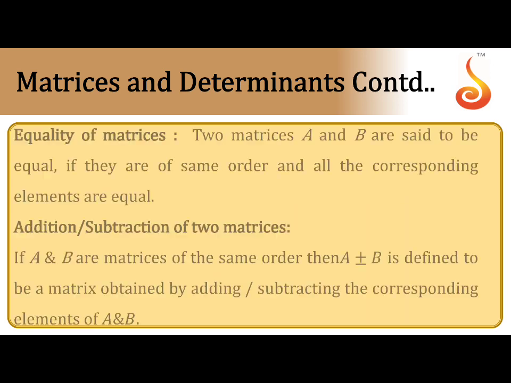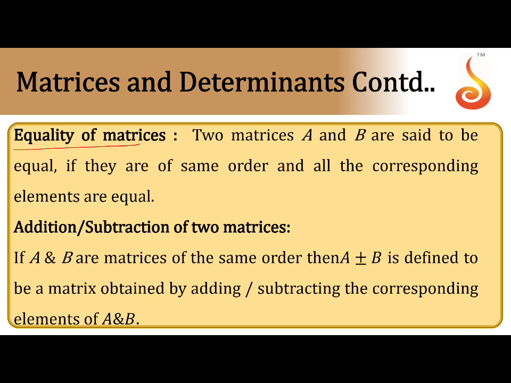Next, equality of two matrices. Two matrices A and B are said to be equal if they are of the same order and all the corresponding elements are equal. It can be rectangular or square, but they must be of the same order and all the corresponding elements should be equal.